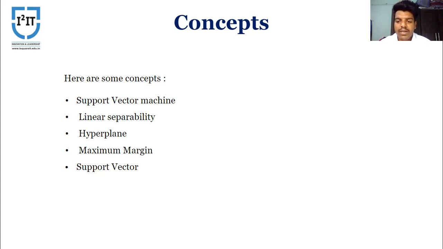A hyperplane divides space into two parts, and the maximum margin with respect to the data set is the distance of the closest point in the data set to the hyperplane. And these are the support vectors.